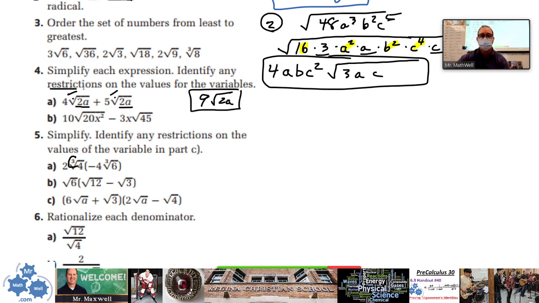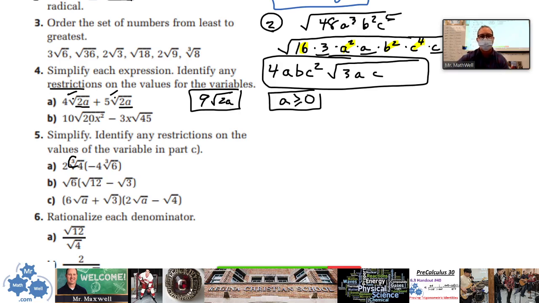And again, for restrictions on the variable, we know that we cannot have a negative underneath the root sign. So a must be greater than or equal to 0. Because if a was negative, that would make this whole thing underneath the radical sign negative, and that's a problem. So a would have to be positive here.